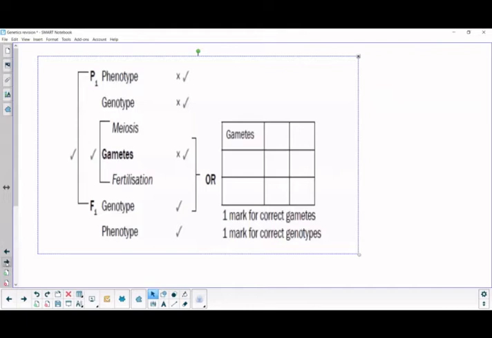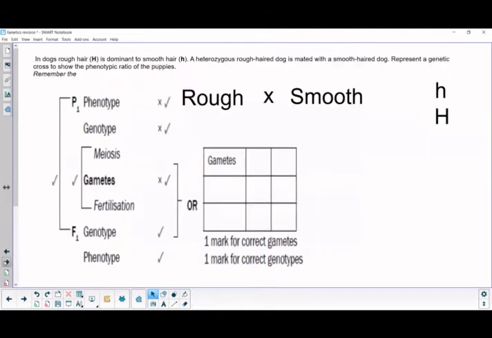Whenever you do a genetics cross, you need to know the format. You're always going to copy this format that you see in front of you. Just by copying it, you're getting 2 marks already, because you get 1 mark for P1, F1, and 1 mark for meiosis and fertilization. Other marks are normally awarded for the phenotype and genotype of the parent, for the genotype and phenotype of the offspring, and for the crossing, you will get 1 mark for giving me the gametes. That is normally the 6 marks that you will receive for this type of question.